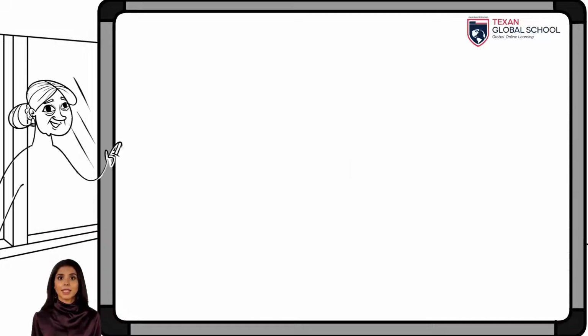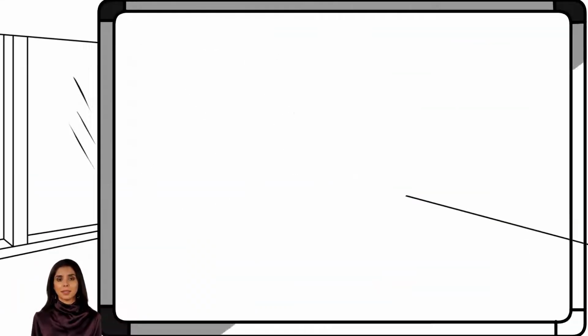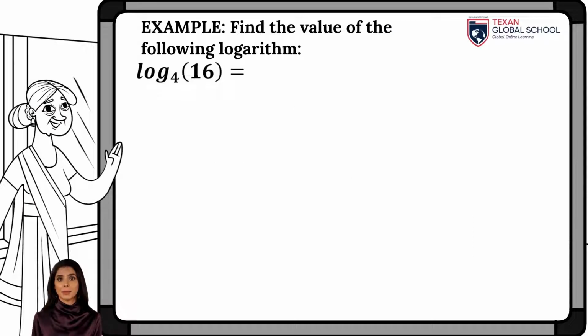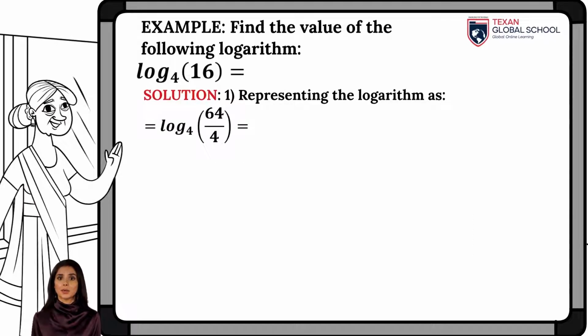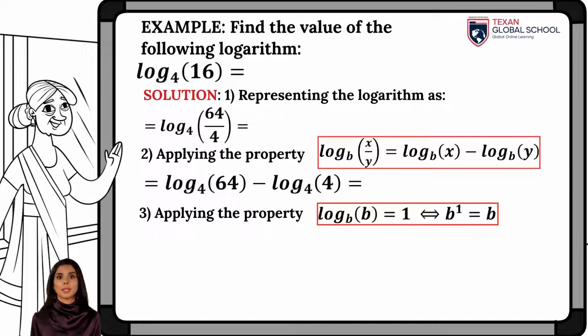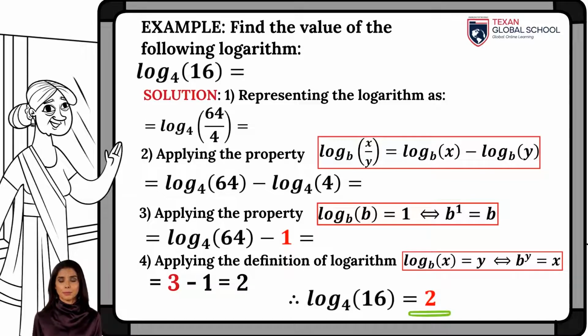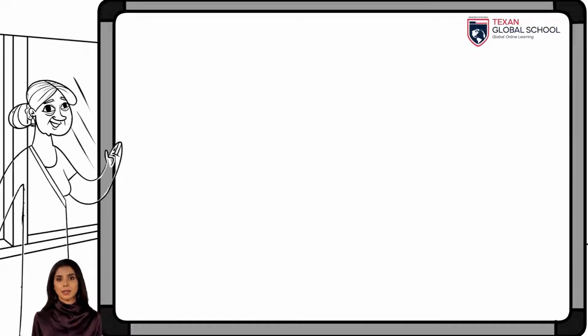This other property indicates that the logarithm of a quotient is the difference of the logarithms of the dividend and the divisor. This same example of log base 4 of 16 can be represented as log base 4 of 64 over 4. Then, using the quotient property of logarithms, we have split into log base 4 of 64 minus log base 4 of 4. Then, apply the logarithm property base b of b equals 1. And applying the definition of logarithm, we obtain that the logarithm base 4 of 64 equals 3. Simplifying results in 2. Therefore, the logarithm base 4 of 16 equals 2. Exactly the same value was obtained.